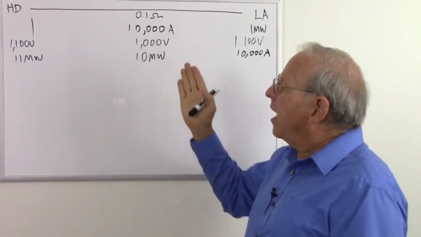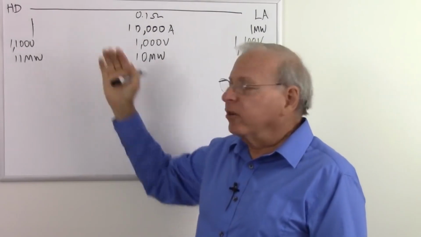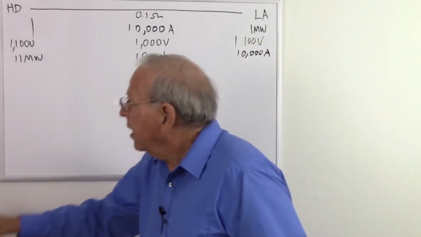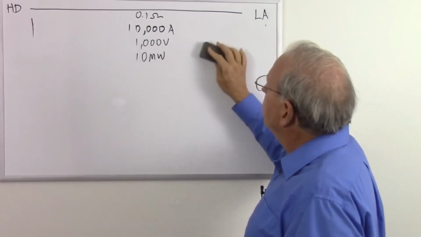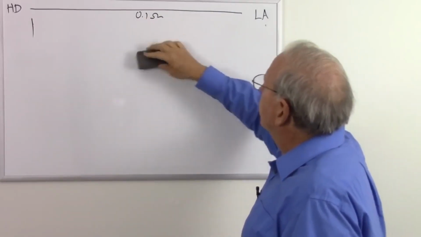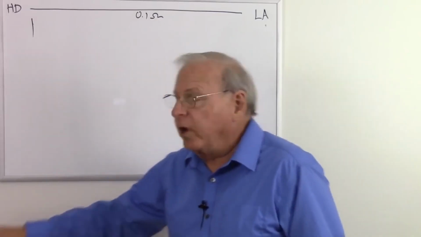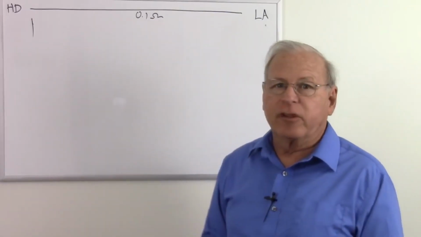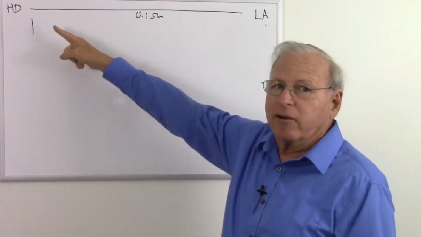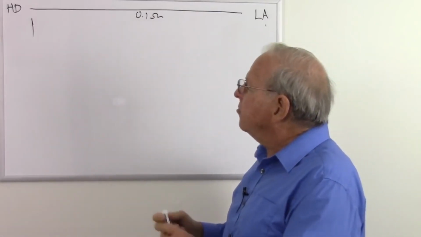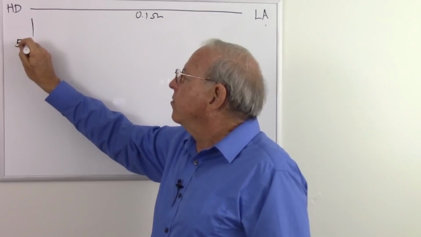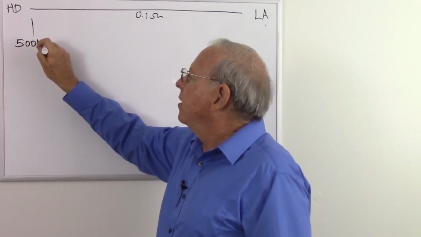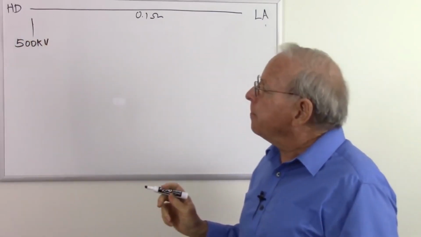So how can we make this more efficient? Well, let's start by erasing these numbers and getting some new ones. The only one that's going to remain the same is the 0.1 ohms because that's going to be the resistance of that 70 millimeter wire stretched from Hoover Dam to Los Angeles. Now let's start out with 500 kilovolts. A much higher voltage now.